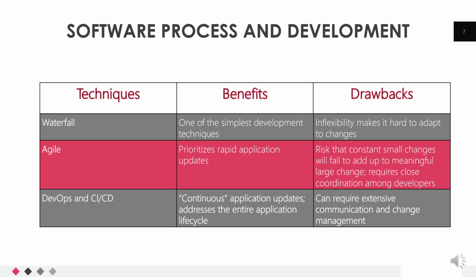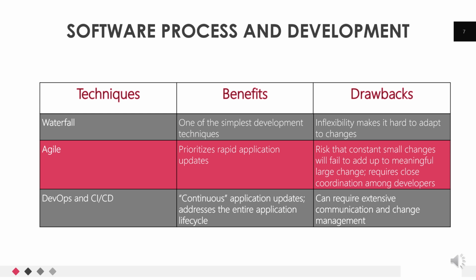Agile prioritizes rapid application updates to quickly respond to user feedback and changing requirements, ensuring continuous improvement and adaptability. But constant small changes may not result in significant overall improvements, and it requires close coordination among developers to ensure consistency and alignment. The third technique is DevOps and CI/CD.